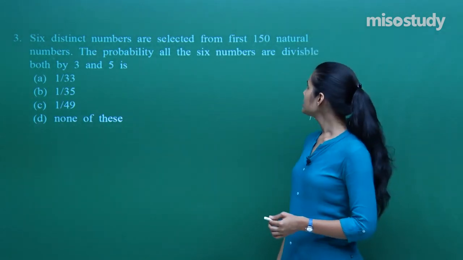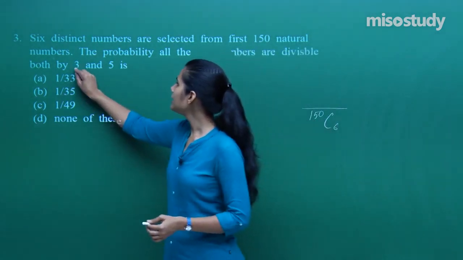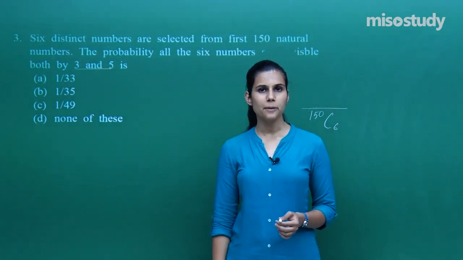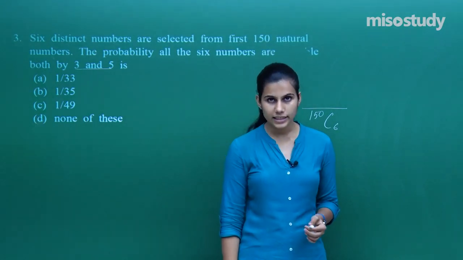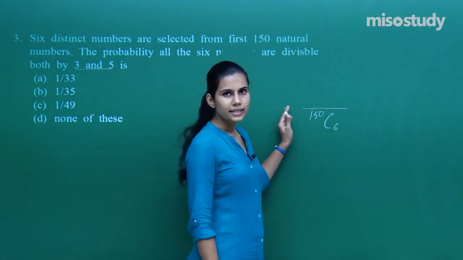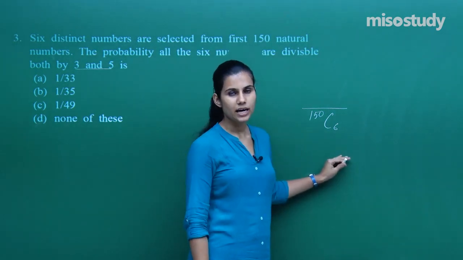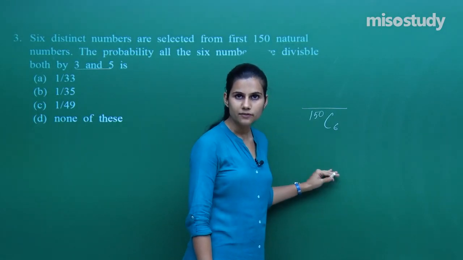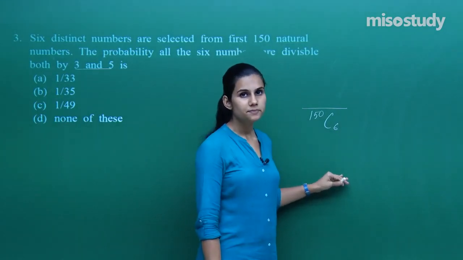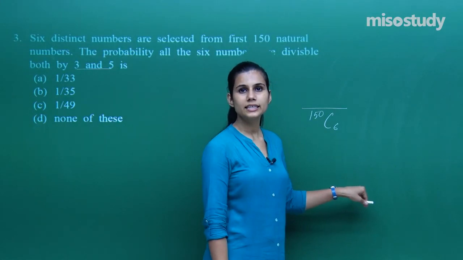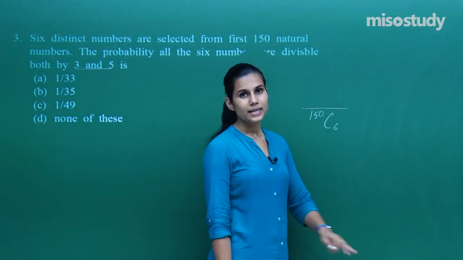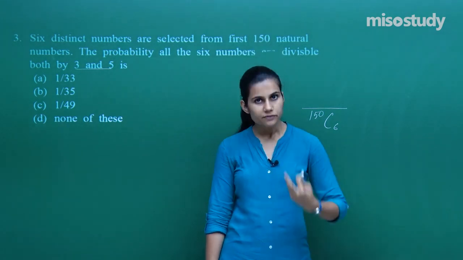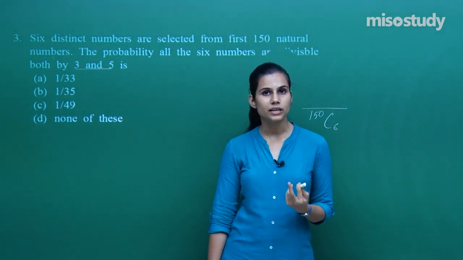The probability that all the 6 numbers are divisible by both 3 and 5. The fact that the number should be divisible by both 3 and 5 can only happen if the number is divisible by 15. So, how many natural numbers from 1 to 150 are divisible by 15? Only those are the numbers which are divisible by both 3 and 5. From 1 to 150 there are 15, 30, 45, 60, 90 and so on till 150. There are 10 numbers in total from 1 to 150 natural numbers which are divisible by 15 and hence they are divisible by both 3 and 5.